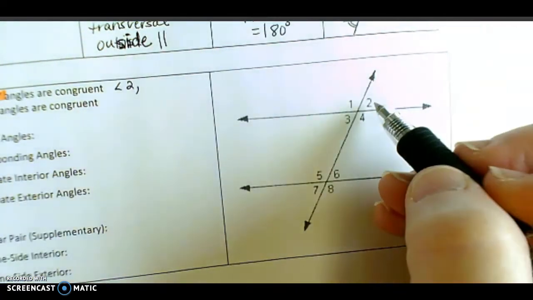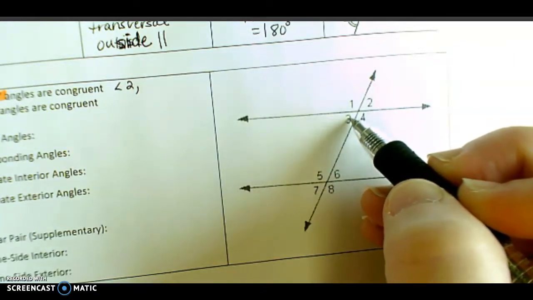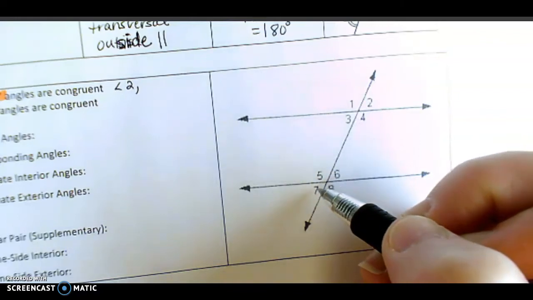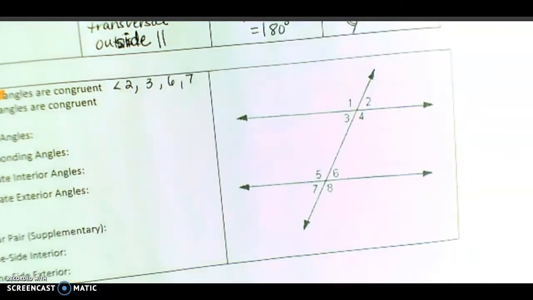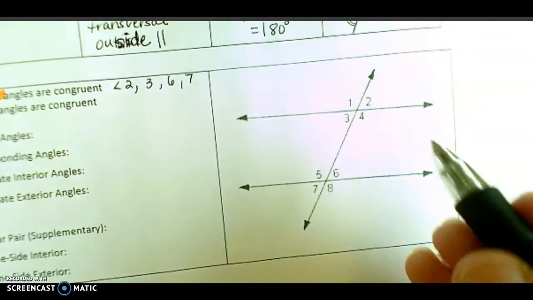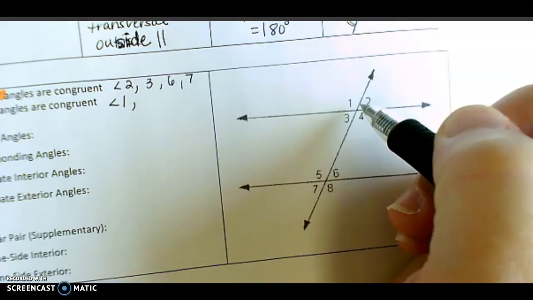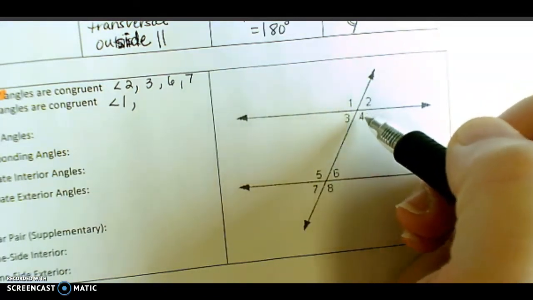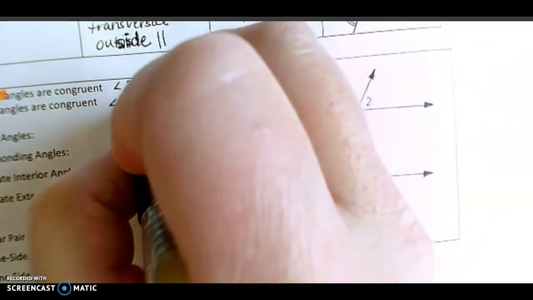So let's start with angle 2. Angle 2 is little. Well, what other angles are little? Well, angle 3 is little, angle 6 is little, and angle 7 is little. All of those angles are congruent to each other because they're all little. Let's start with angle 1. Angle 1 is big. Well, angle 4 is also big. And then 5 and 8 are also big.